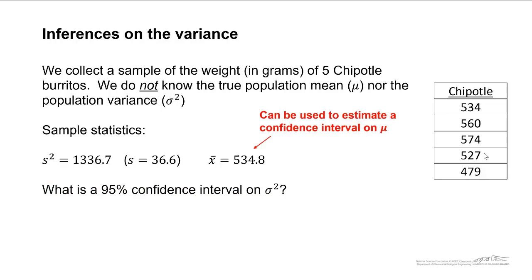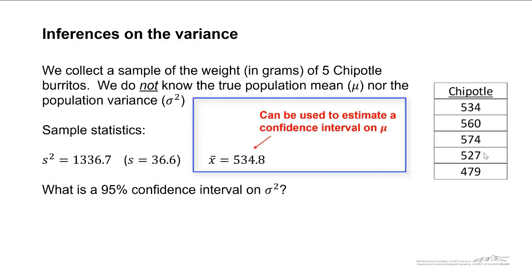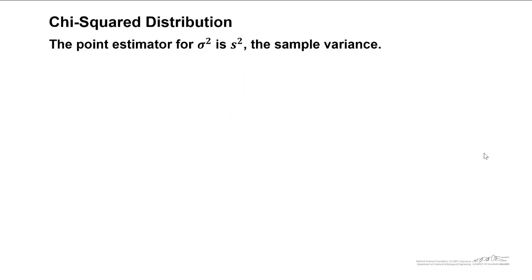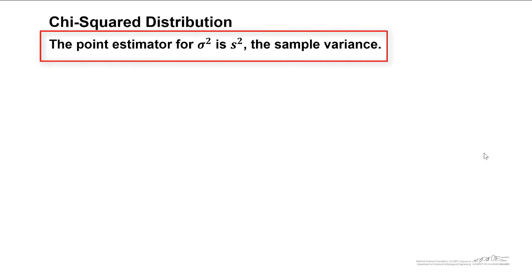You saw previously that we can use X bar to estimate a confidence interval on the mean. Similarly, we're going to use the sample variance to estimate a confidence interval on sigma squared. In order to do this, we're going to use the chi-squared distribution, so yet another new distribution for you. The point estimator for sigma squared is S squared, the sample variance.